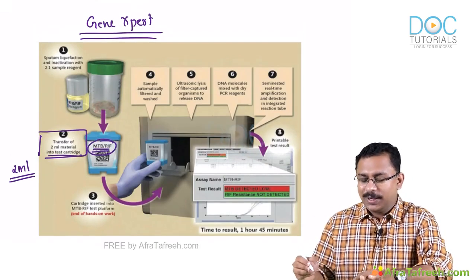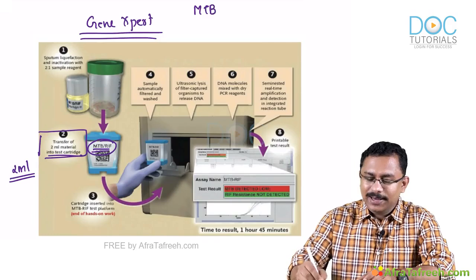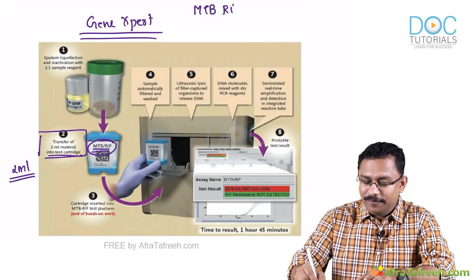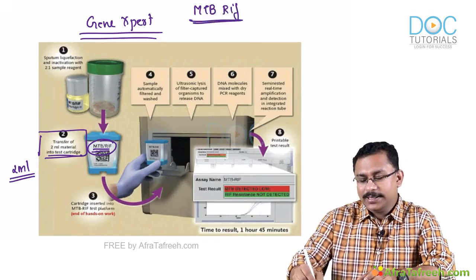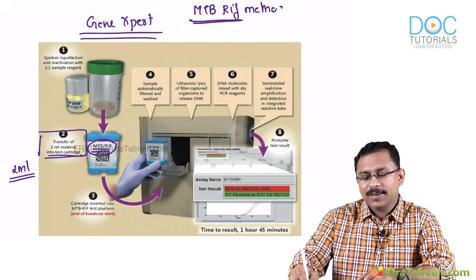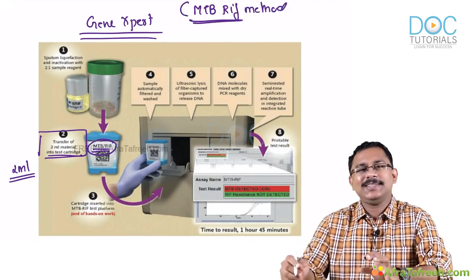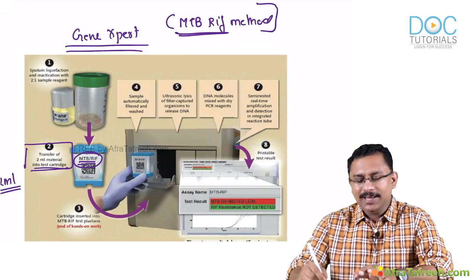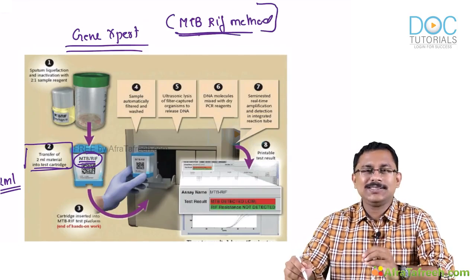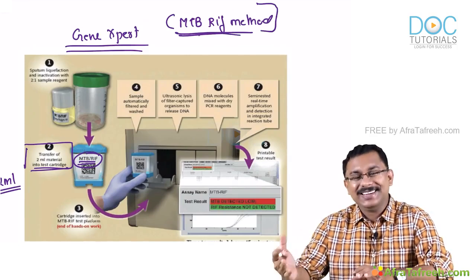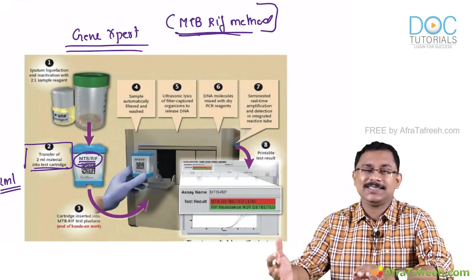This is also referred to as the CB-NAT MTB RIF method. Okay, MTB RIF method. So what is this MTB RIF method? It is that in addition to detecting your Mycobacterium tuberculosis, it will detect rifampicin resistance as well.